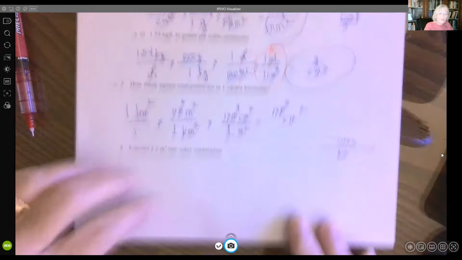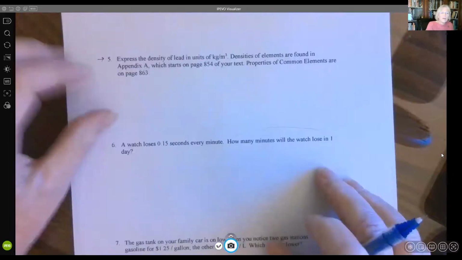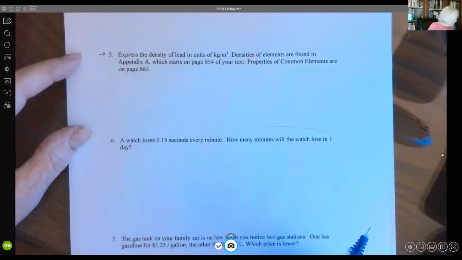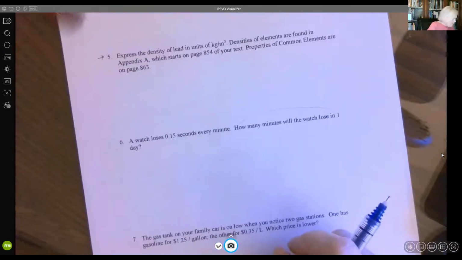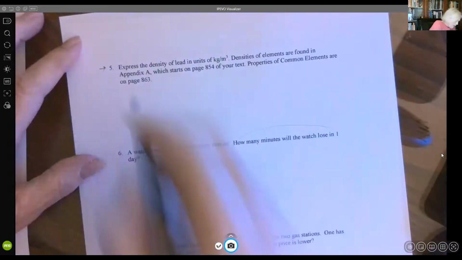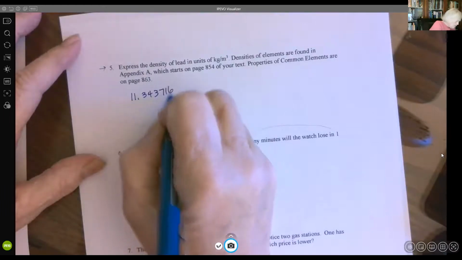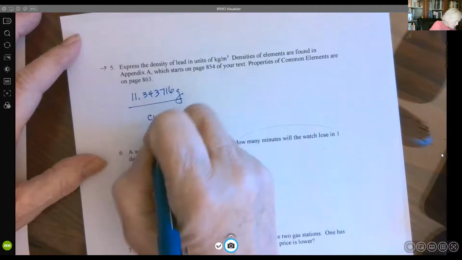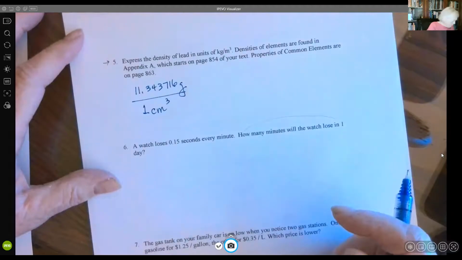I will go to the back side of this page now and do a more complicated problem with you. On the back, I'd like to do number 5, showing you how I'm thinking. First, you have to look up the density. And the number that you would look up for the density has lots of numbers in it. I looked up 11.3437716 grams per centimeter cubed. And that is per 1 centimeter cubed, but you don't have to write the 1.